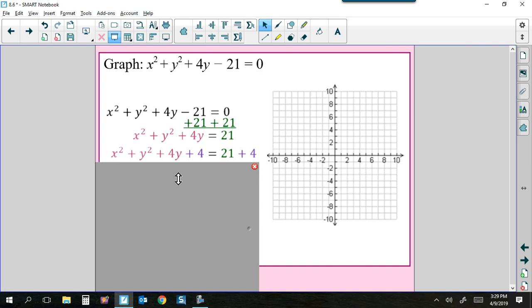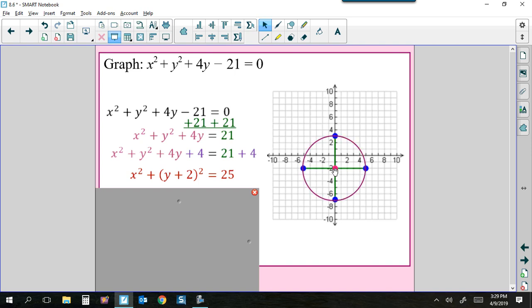X squared is the first part. Right here, as we talked about, this is just going to be y plus 2 squared, and the right side is going to be 25. Remember, half of b was positive 2. There's that number right there. So our center is located at 0, negative 2, and our radius is 5. So you could count 5 in any direction, going right, going left, going up, going down.